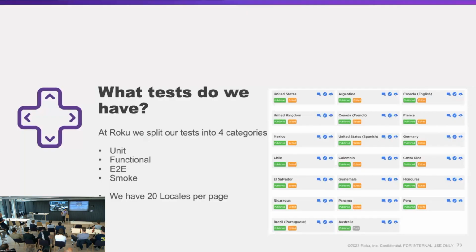So as you guys probably know, there's 4 groups of tests that we run, which is the units, functionals, E2Es, smokes. That's pretty much standard. But because we are such a big company, we have 20 locales per page. So if you're building one page, that just became 20 pages.